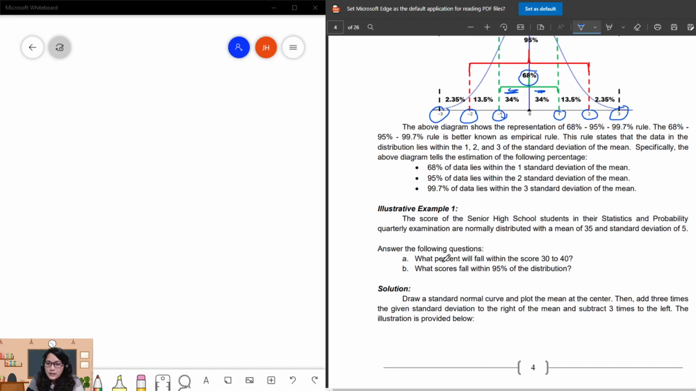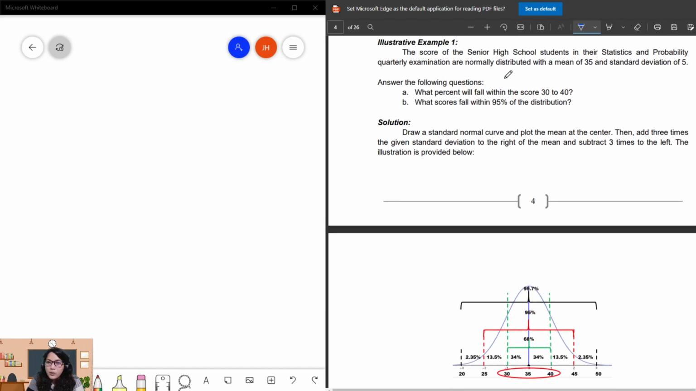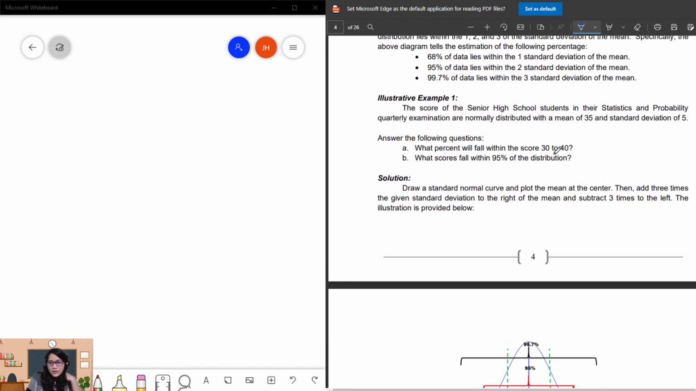Okay, so let's have here an example. The scores of senior high school students in their statistics and probability quarterly examination are normally distributed with the mean 35 and the standard deviation 5. Answer the following questions. What percent will fall within the score 30 to 40? What scores fall within 95% of the distribution?